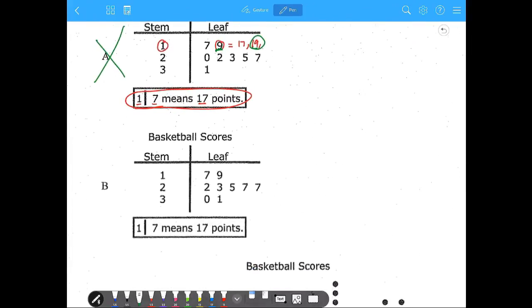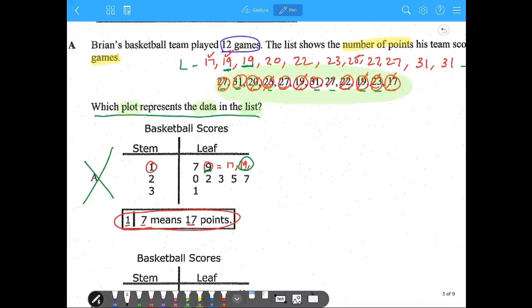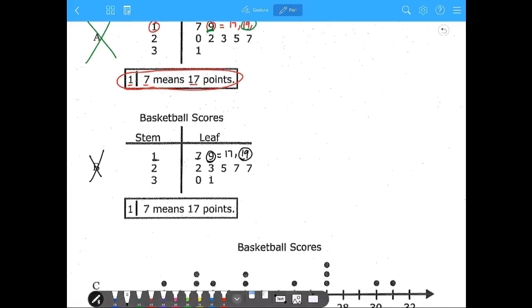Let's go to letter B. Letter B shows 17, so let me write 17 on the side, and it shows 19. But remember, we just found out that they scored 2 times 19 points. Letter B again only shows 19 1 time, so it can't be letter B.